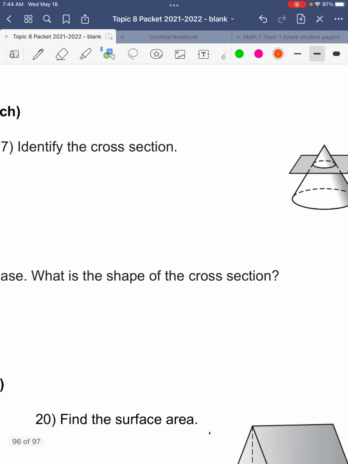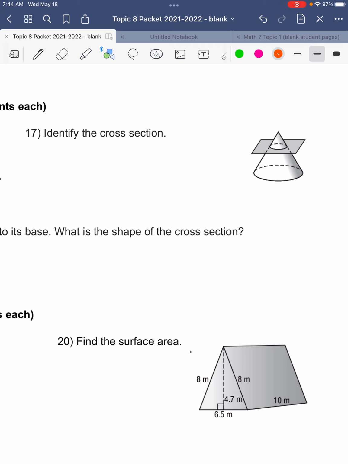Okay, number 17, identify the cross section. So here we have a cone. Okay, it's a circular base, and we're slicing it parallel to the base. We're slicing it horizontally. And anytime we slice a figure horizontally, the cross section matches the shape of the base. So here I know that my cross section is a circle.